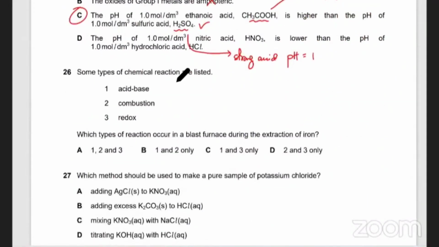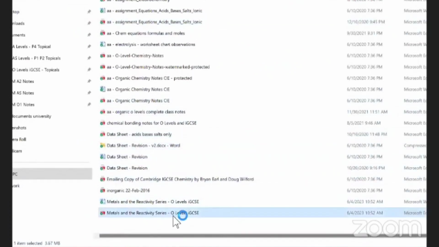Some types of chemical reactions are listed: acid-base, combustion, redox. Which types of reaction occur in a blast furnace during the extraction of iron? थोड़े से नाम रह गए, बस ये खत्म करें। ये blast furnace वाला मैं खोल के भी बता देता हूँ। किधर गया blast furnace? Metals, ये वाला उठा लेते हैं.